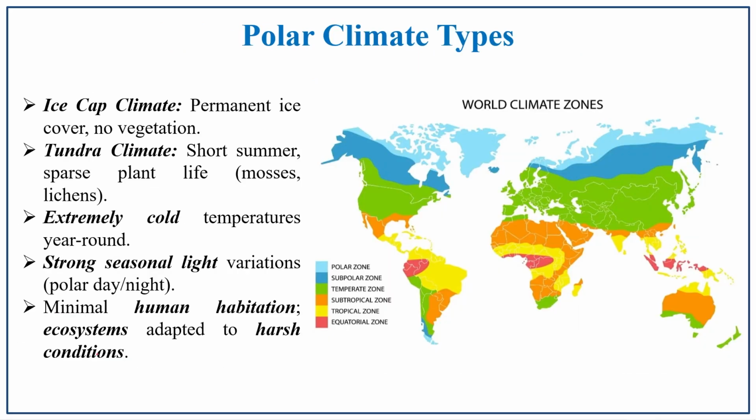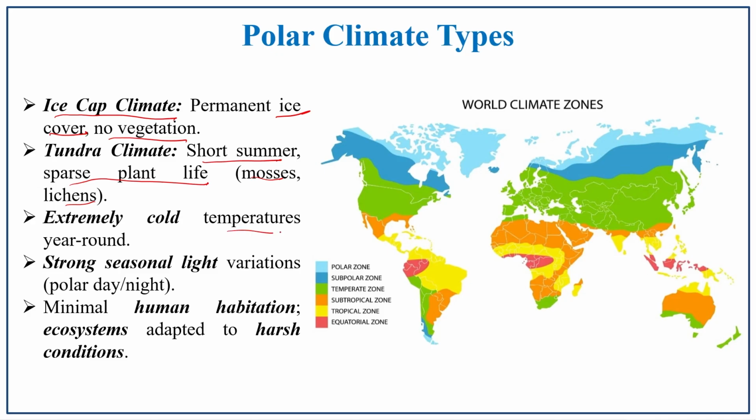Polar climate types. What are all the climates which prevail in the polar region? That is ice cap climate, where there is a permanent ice cover and no vegetation. And then tundra climate, that is short summer and sparse plant life, where mosses and lichens will grow, with extreme cold temperature around the year. The strong seasonal light varies from polar day and night, the characteristics which we have discussed earlier. There is minimal human habitat, and ecosystems adapt to harsh conditions.